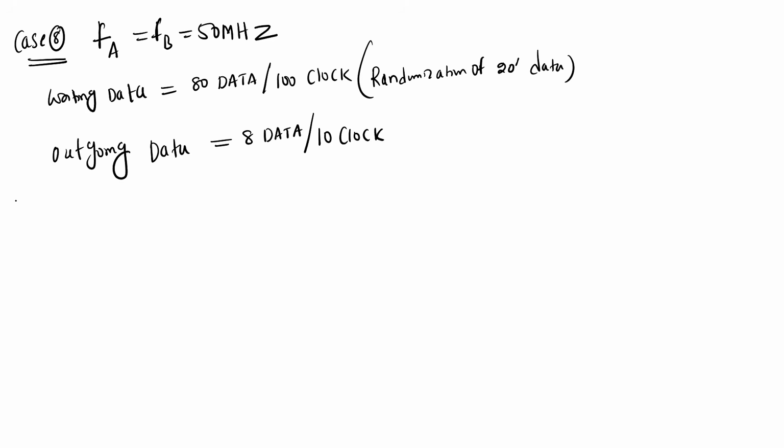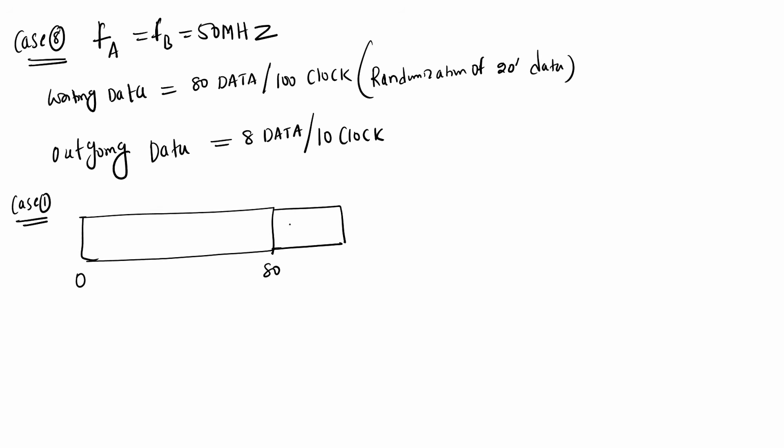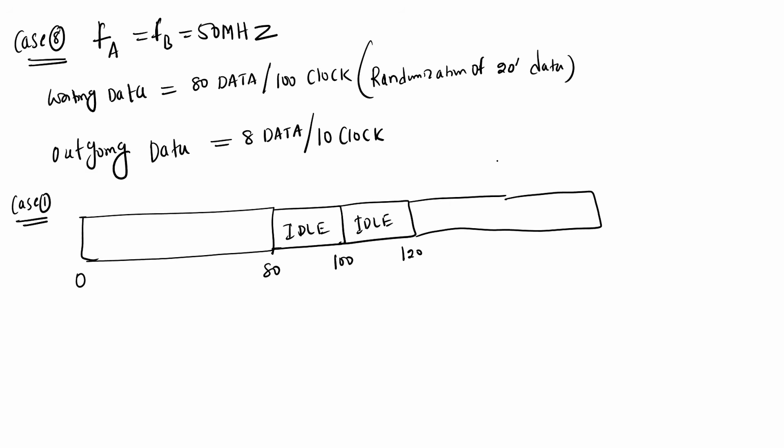Suppose you take case 1. Case 1, if you take, so writing will happen from 0 to 80 cycles, 80 clocks, and 20 will be idle, and again this is up to 100, and the next 20 will be idle. So this is 120. Again from here to here, 120 to 200. These are various operations. This is one case. Did you understand case 1?